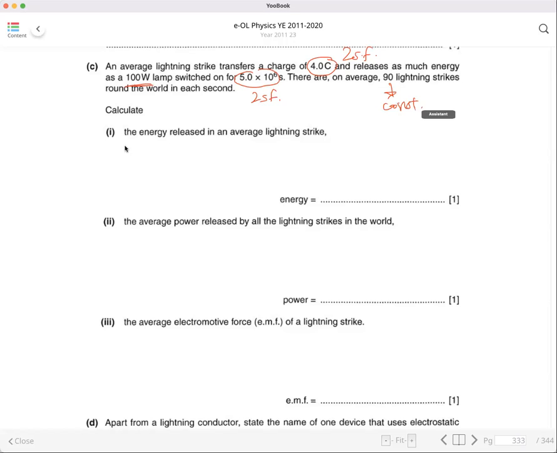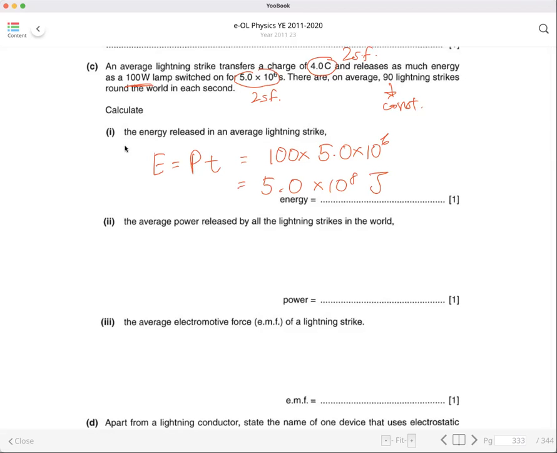Okay, so energy in this case, energy is equal to power times time. Your power in this case 100 times time, 5.0 times 10 to the power of 6. And then from there, you can get the answer. You get 5.0 times 10 to the power of 8 joule. Is that clear?